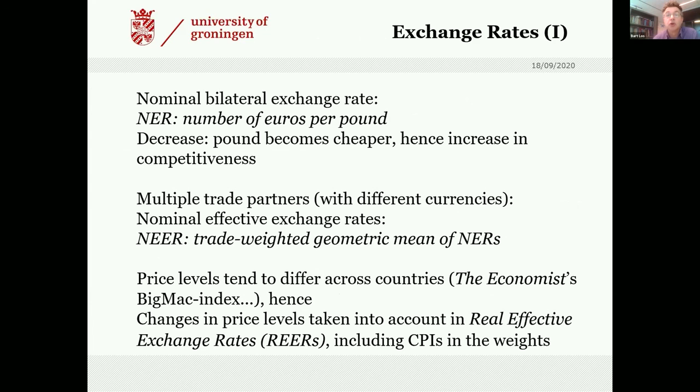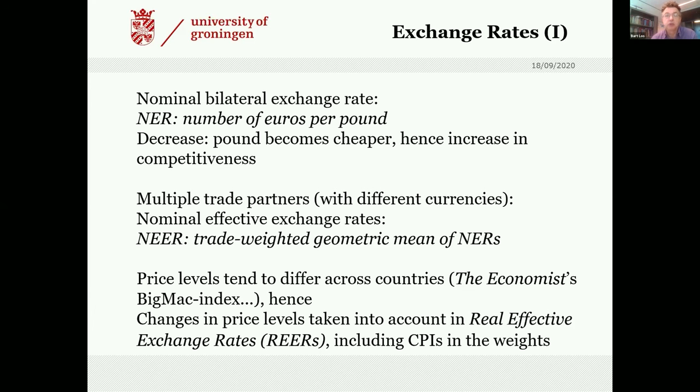So the most well-known exchange rate is a nominal exchange rate, bilateral. So that would be, for example, the number of euros per pound. If this decreases, the pound becomes cheaper, and this would imply an increase in competitiveness. Now, in reality, if you focus on countries, then countries trade with multiple partners at the same time, and quite often they have different currencies. So the so-called nominal effective exchange rate is obtained as a trade-weighted geometric mean of these bilateral nominal exchange rates.